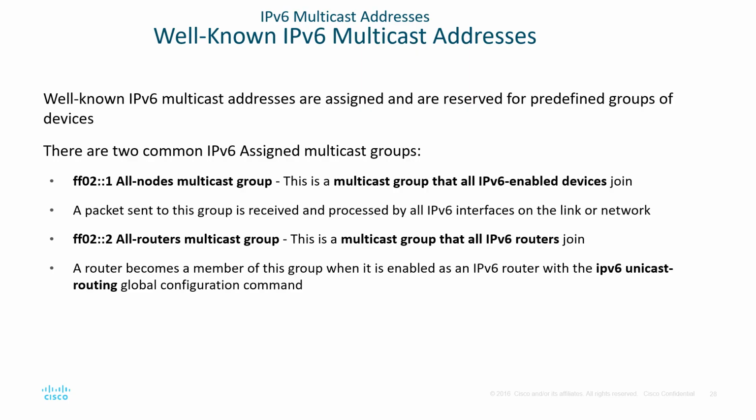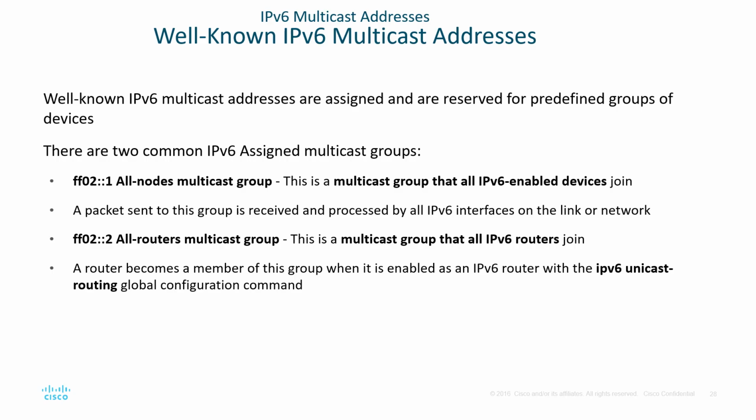So well-known IPv6 multicast addresses are assigned and are reserved for predefined groups of devices. There are two common assigned multicast groups. The first one is FF02::1. This is the all nodes multicast group. This is a multicast group that all IPv6 enabled devices will join.